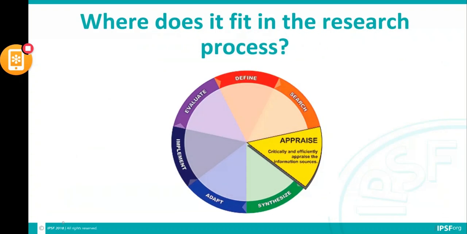So where does critical appraisal fit into the research process? You can see here, it's going to start with the orange, or the red circle or pie wedge up at the top, and that's where we're defining a question. Once you have a question that you want to look into, whether it be a clinical question, how to care for patients, how to best inform our healthcare work, that's going to be your defining process.